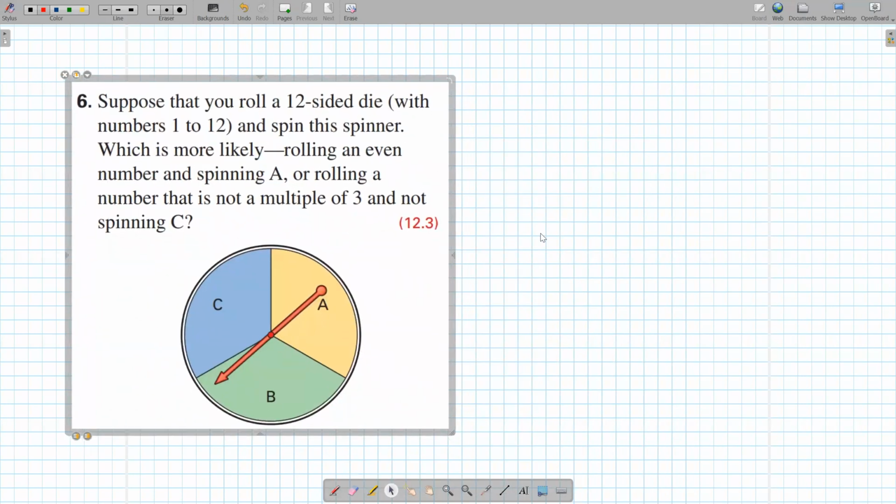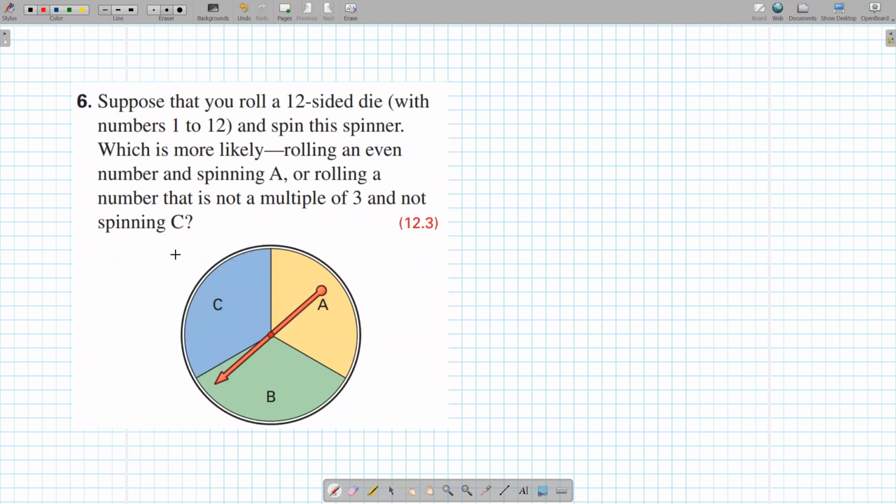Suppose you roll a 12-sided die and you also spin the spinner. Which is more likely, rolling an even number and spinning A, or rolling a number that is not a multiple of 3 and not spinning C? This one's going to be a little bit tricky. Let me write down the sample space. A 12-sided die means you can get 1A, 1B, 1C, 2A, 2B, 2C, all the way down to 12A, 12B, 12C. How many total possibilities are there? 36. Yeah, there's a total of 36 possibilities.